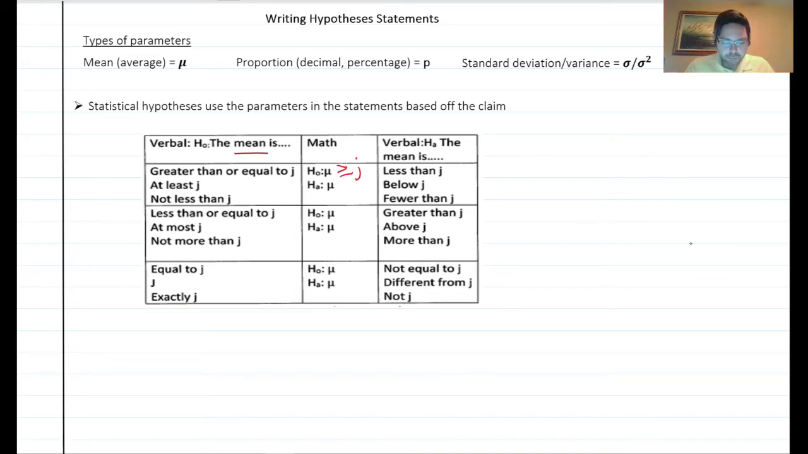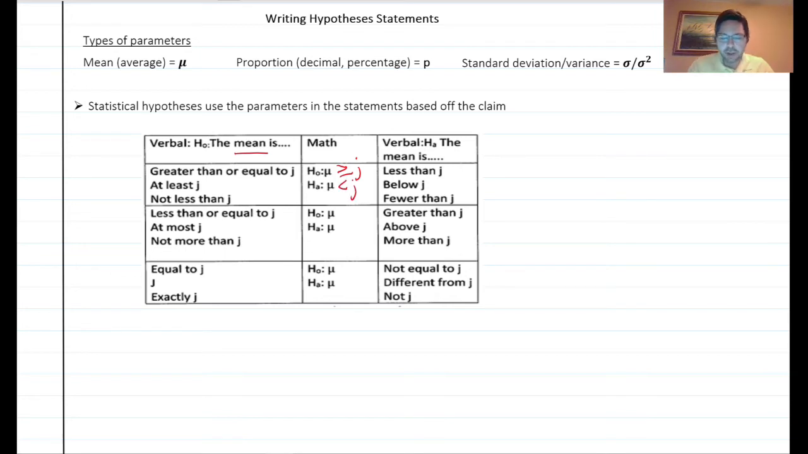Now for HA, we're not going to do HA yet because that depends. We haven't talked about how to find HA yet. But on the right column, it says for HA, the mean is less than j, below j, or fewer than j. If it says that, then we can use the less than symbol.